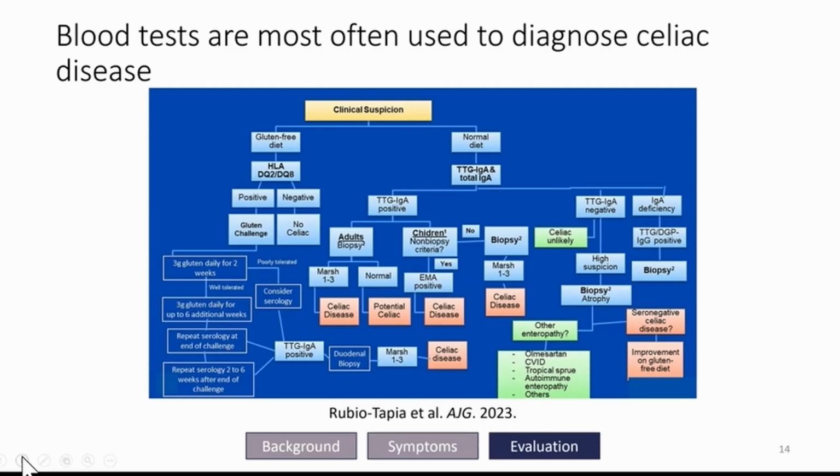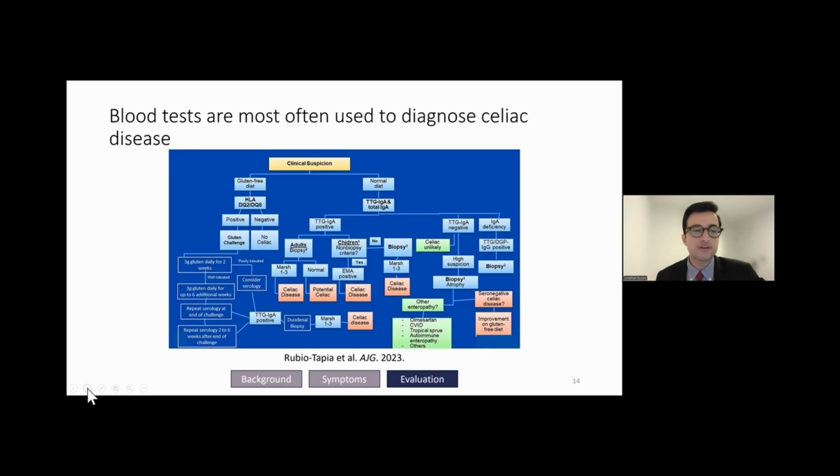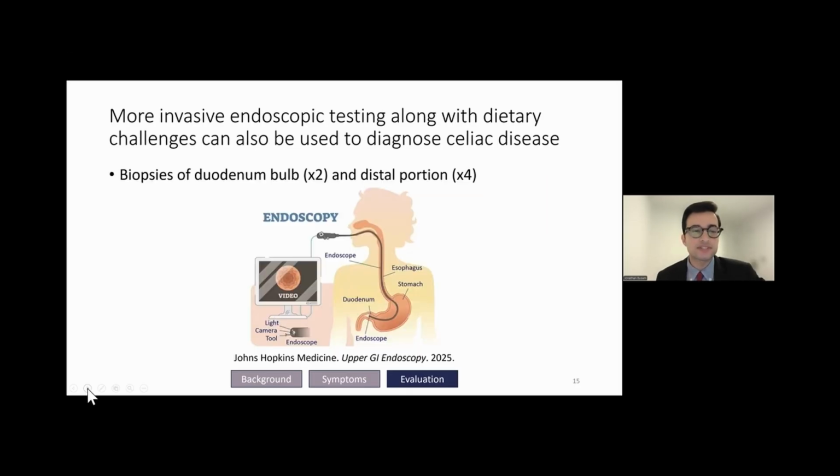In children, due to the invasiveness of this procedure and tolerating it, there's an option depending on whether we think the child is a good candidate for a biopsy or not. So they may get a biopsy if they're a good candidate. If they are not, there's some more blood testing, which is a little more involved, that we can do to further diagnose celiac. Then we'll move on to the more invasive testing.